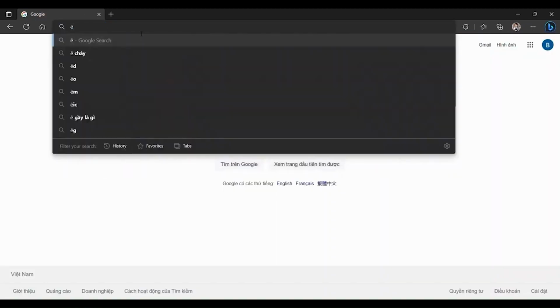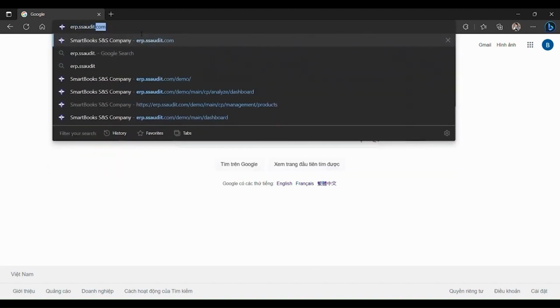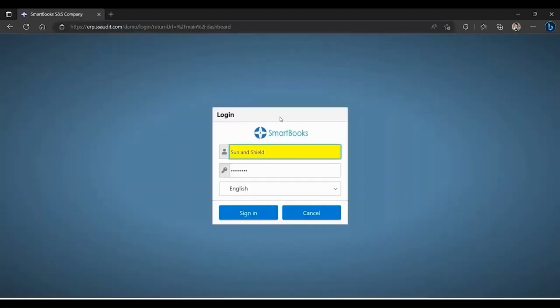It must be logged in with right permission. Access by URL, https://erp.ssaudit.com. Access via SmartBooks website as screen capture at top and bottom web pages.